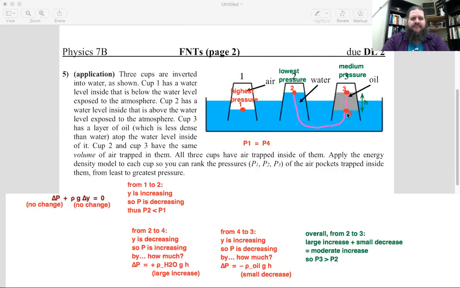So just to make sure I understand it. From 2 to 4, it's a large increase because the density of water is bigger than oil. So then that's how you know overall it'll be an increase. Yeah, we've got a large increase because of the high density of water and then a small decrease because of the smaller density of oil. So the large increase outweighs the small decrease, and overall it's a bit of an increase as we go from 2 to 3 in total.